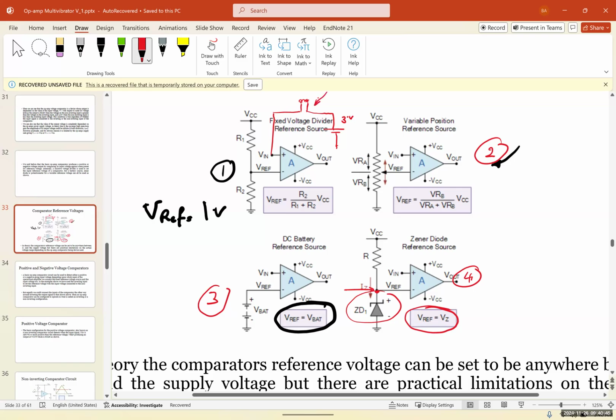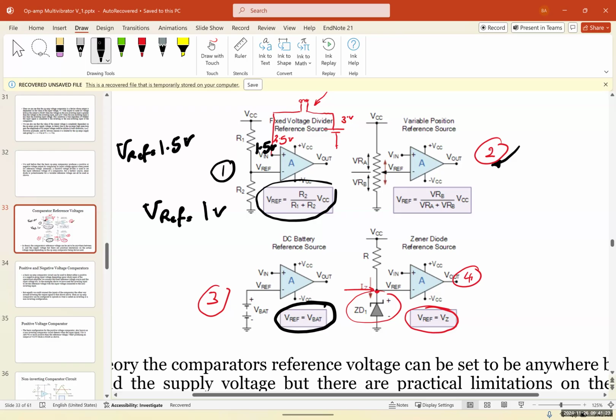During the day, let's say the voltage goes to 2.5 volts. And during the night, I'm going to draw it with black, it goes down to 1.5 volts. I want to set this reference voltage. So whenever the voltage is less than 1.5 volts, the output would be equal to negative VCC. So what I can do here, I can set the reference voltage to 1.5 volts.